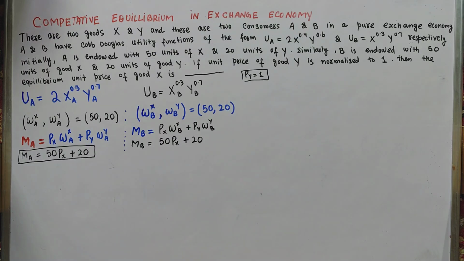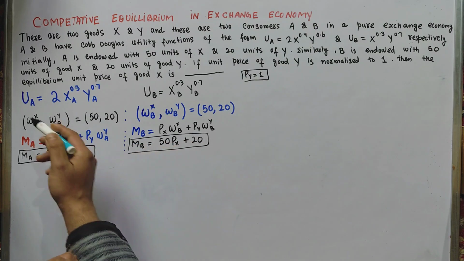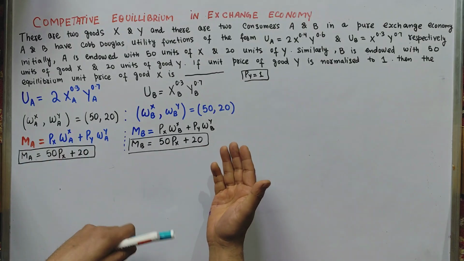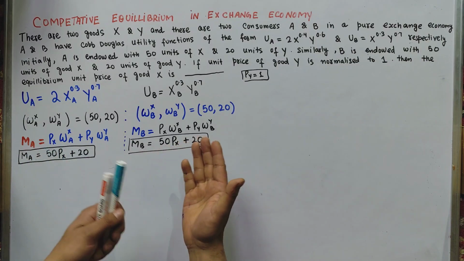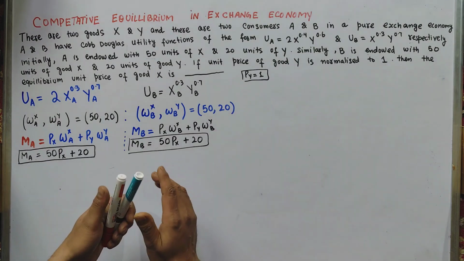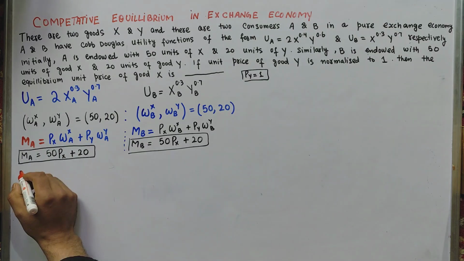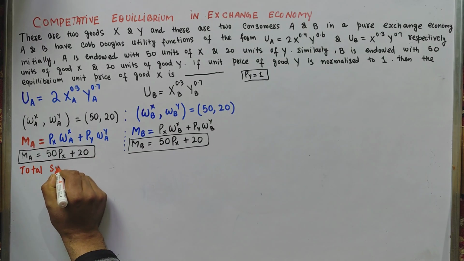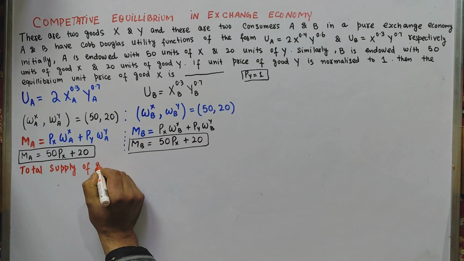I'm just trying to show you how to calculate the competitive equilibrium. So the first step is we write the given utility functions and also the initial endowments of the two persons. The next thing we do is find the income of the consumers, that is how we calculate it. Now the next thing is we need to find out the total supply of good X in this economy.